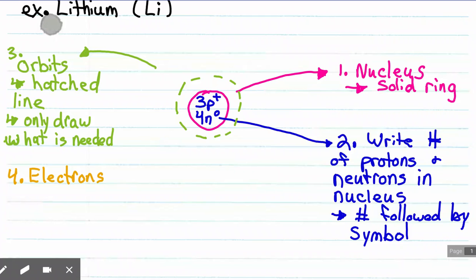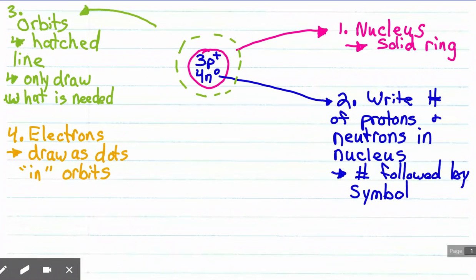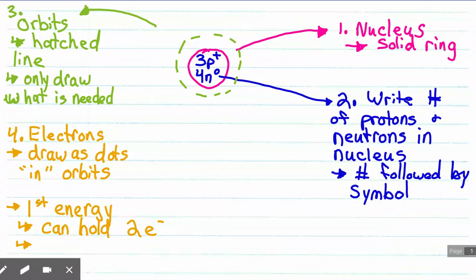Now, lithium has 3 electrons. Our electrons, we just draw them as dots. And we draw them in or on the orbits or the energy levels. Our first orbit that I have drawn here, our first energy level, can only hold 2 electrons. So I'm going to say down here, our first energy level can hold 2 electrons.